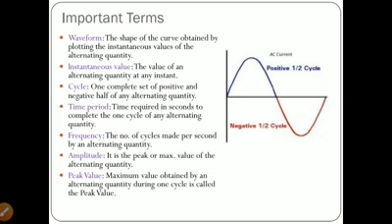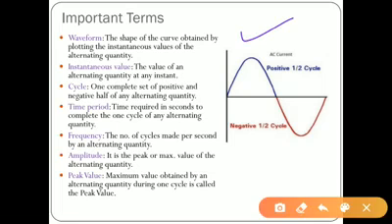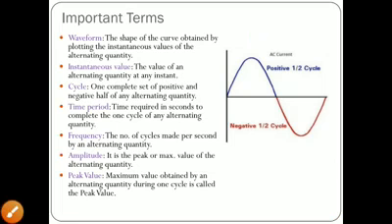Number 1, waveform. These all definitions are or will be defined with respect to an AC waveform, which is a sine wave, as shown in the figure. The shape of the curve obtained by plotting the instantaneous value of the alternating quantity is called waveform.